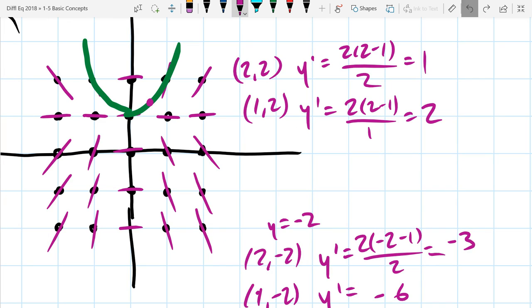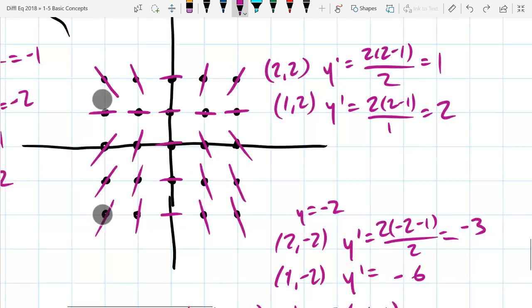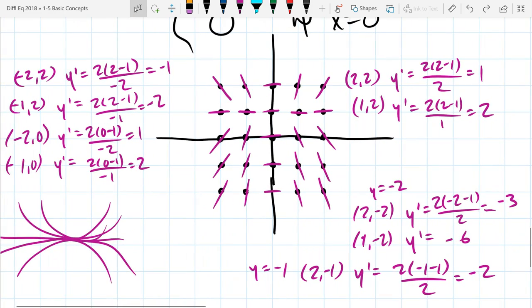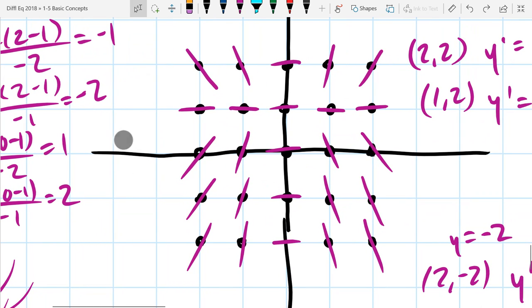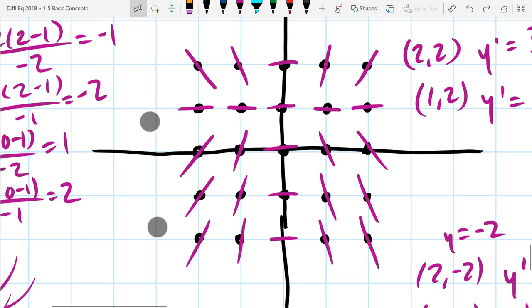All right, we're not going to spend a huge amount of time trying to basically guess solutions based on slope fields. We can always check with them, but it's just a way to visualize what your solution space will look like, as opposed to visualizing exactly what the solution curve itself is.